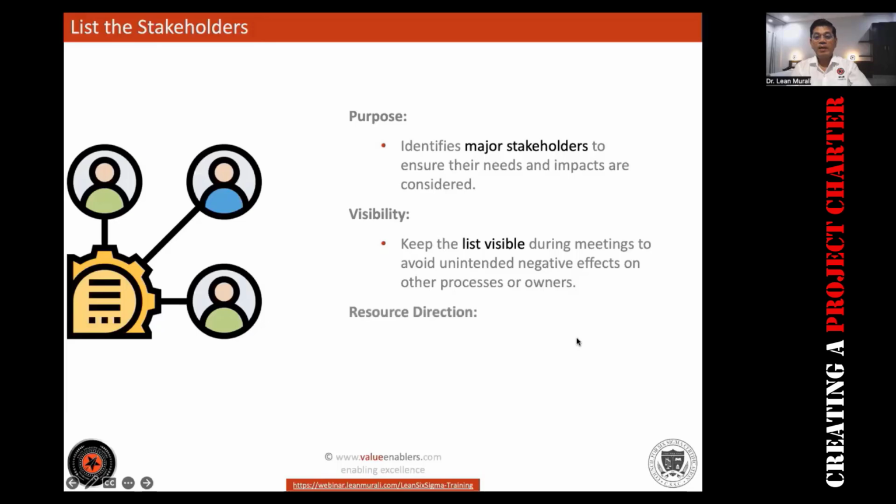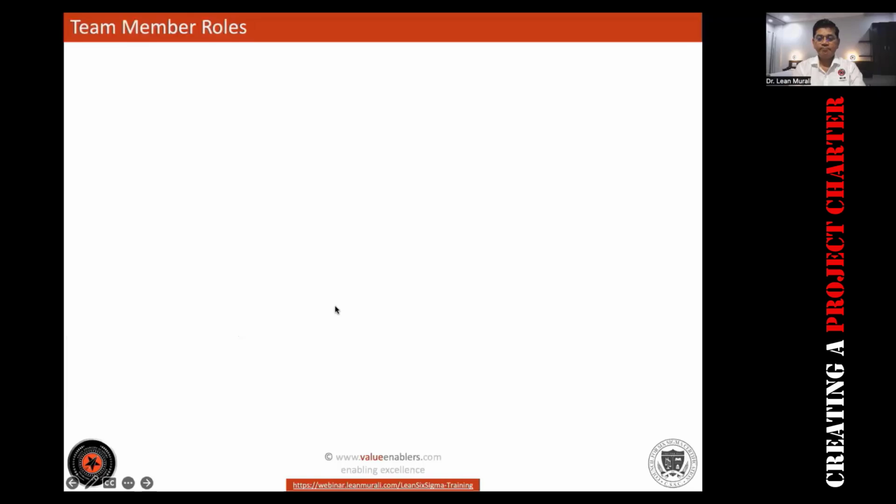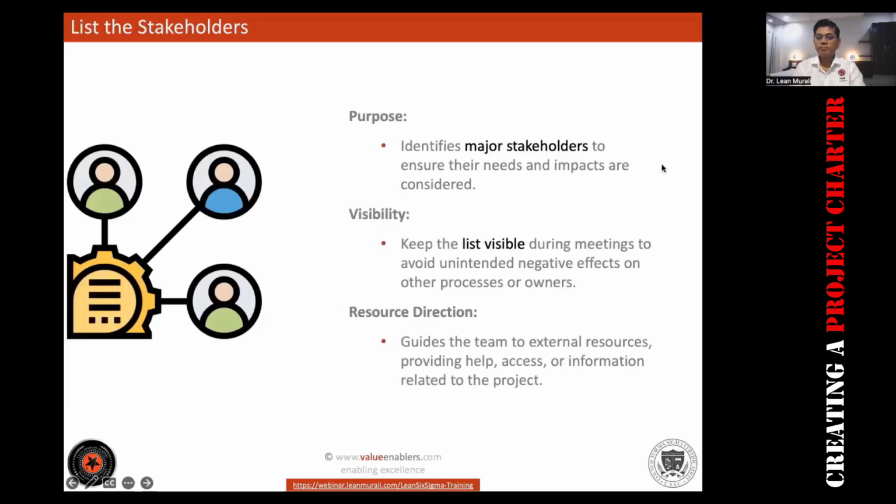Awesome. And resource direction. It also guides the team to external resources, providing help, access, and information related to the project. So it gives a purpose, it gives visibility, it gives the direction of the resource. If the list of the stakeholders is clear, please give me a 9 or 10. Why we should list the stakeholders. Okay. Thank you.